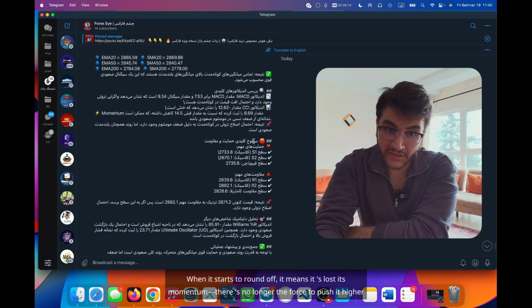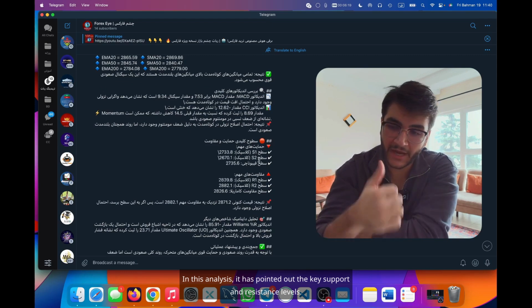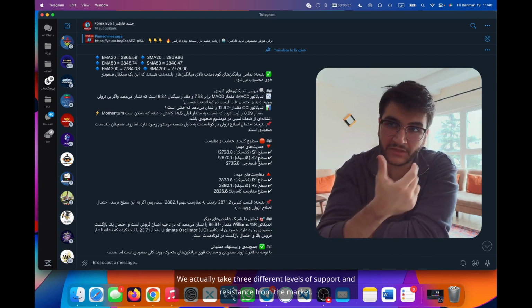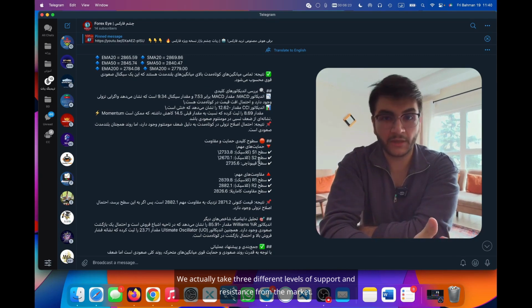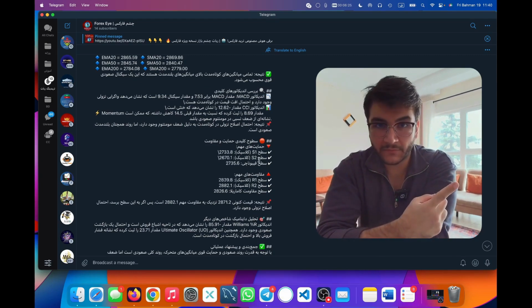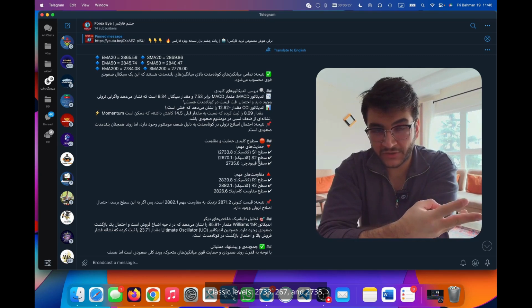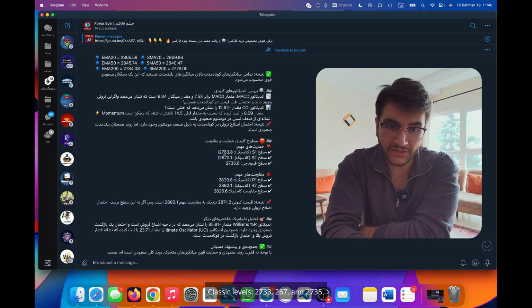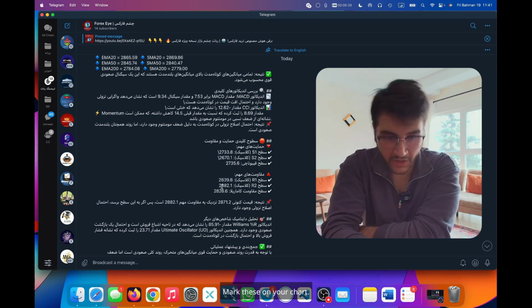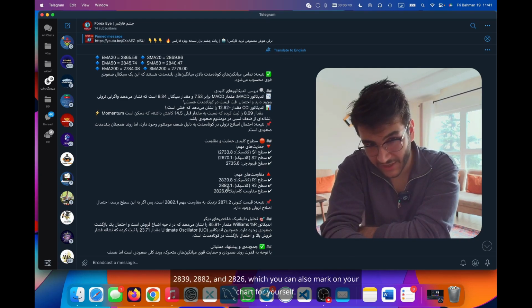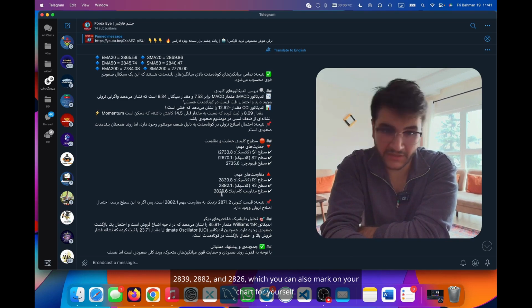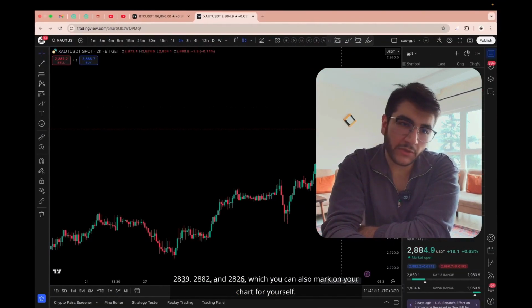In this analysis, it has pointed out the key support and resistance levels. We actually take three different levels of support and resistance from the market. Classic levels 2733, 267, and 2735. Important resistance levels 2839, 2882, and 2826. Mark these on your chart, 2839, 2882, and 2826, which you can also mark for yourself.